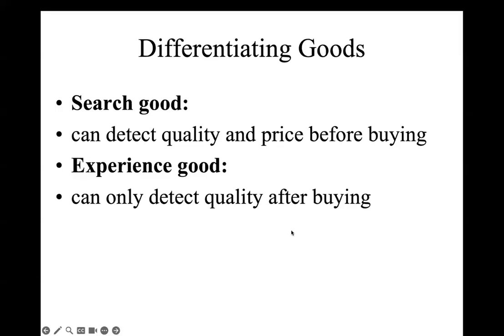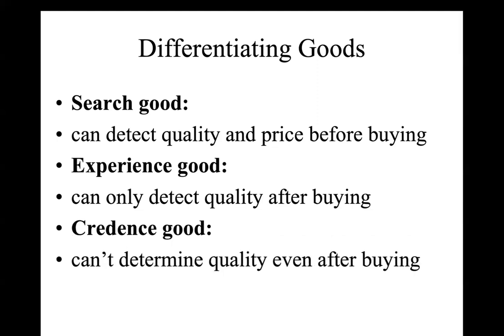And the last type of good that we deal with are credence goods. This is a good where we can't determine quality even after buying, right? Oftentimes we would say that financial advice is a good example of a credence good. Now, this isn't always true because there are some consumers that are definitely sophisticated enough to recognize whether or not they're receiving high or low quality financial advice over time. But there are a lot of consumers that don't have the sophistication to really know, right?